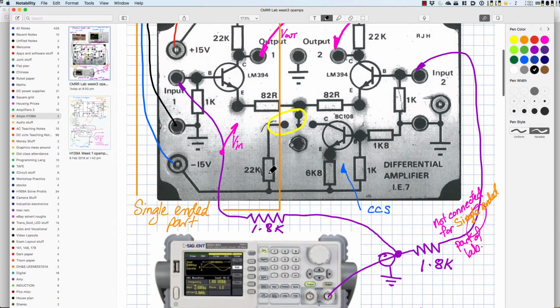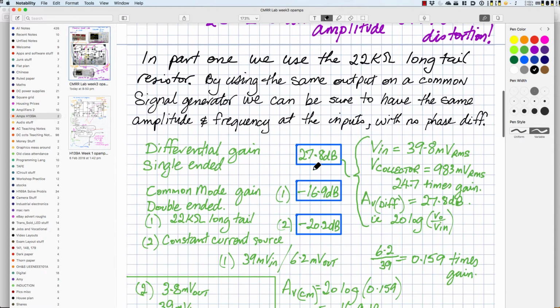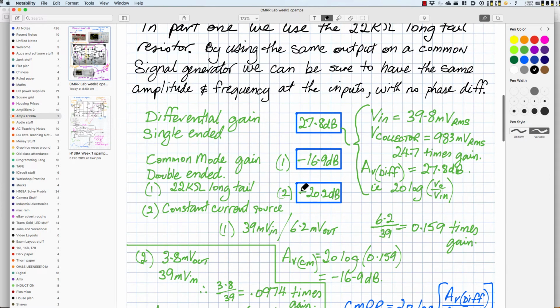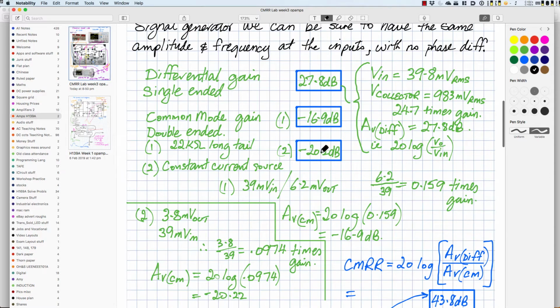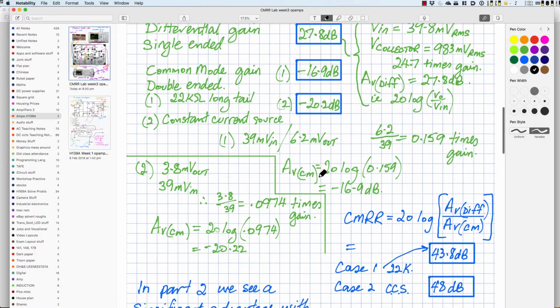I switched from the long tail 22K resistor across to a constant current source, which effectively gives me a very, very high resistance at this point here, allowing any small variations in the emitter from one transistor to be passed across to the other transistor perfectly with no loss. So we would expect to get a better ratio here, and in fact we did. We got minus 20.2 dB. Let's look at the figures.